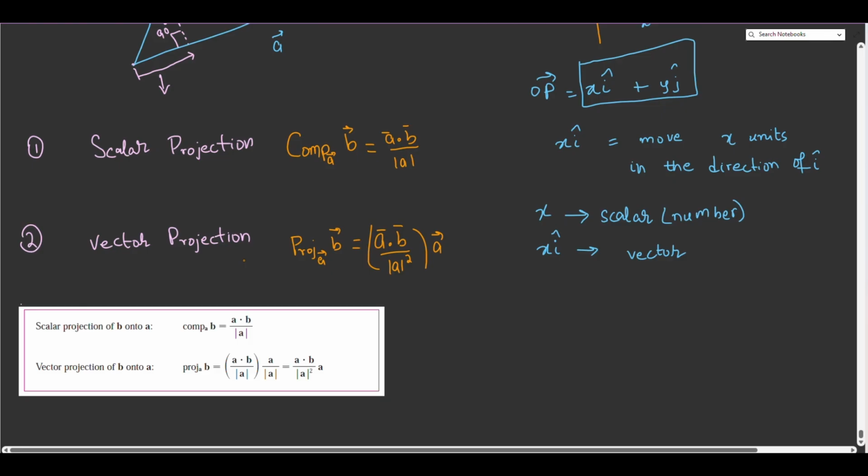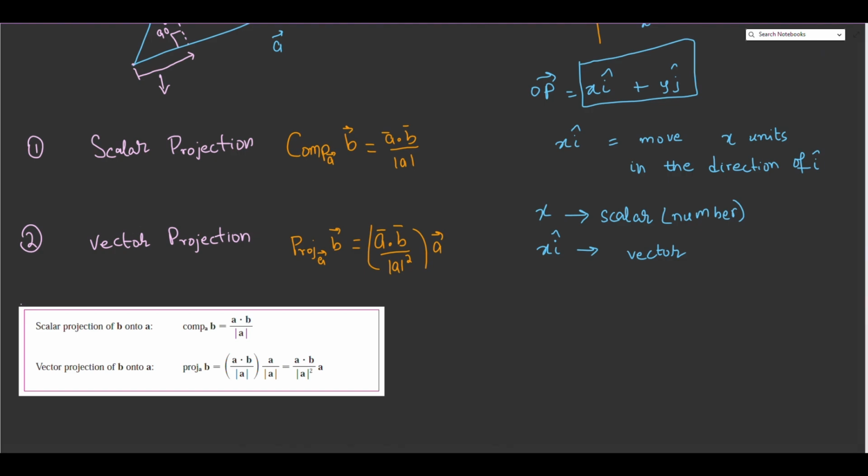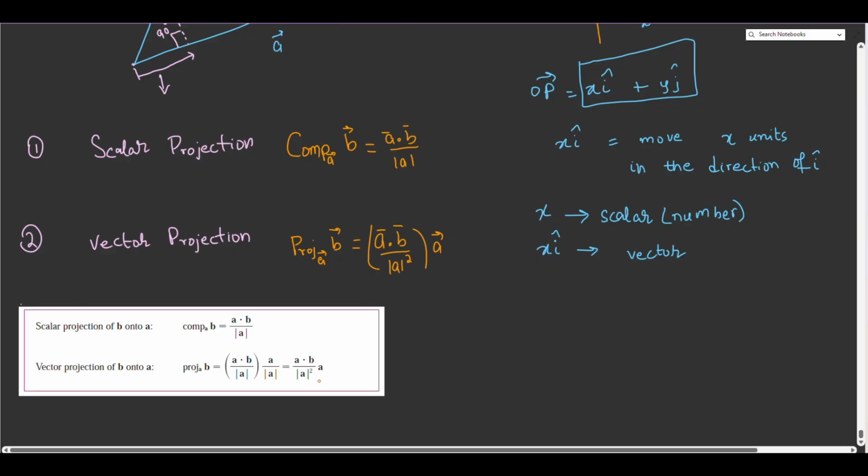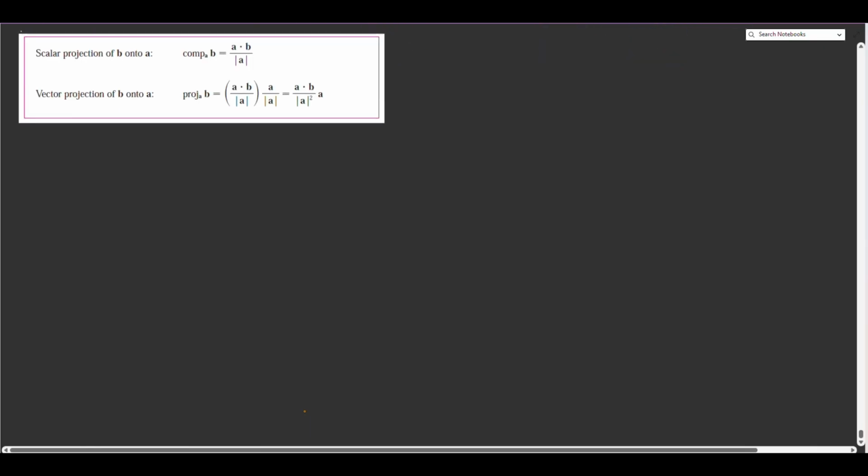So let's do an example related to this, and in this example we are going to calculate the scalar projection and the vector projection of A along B.